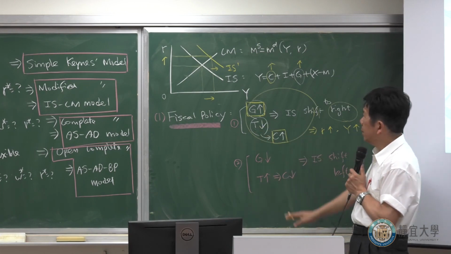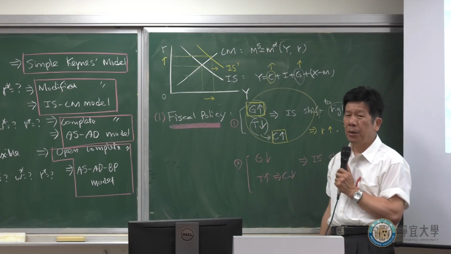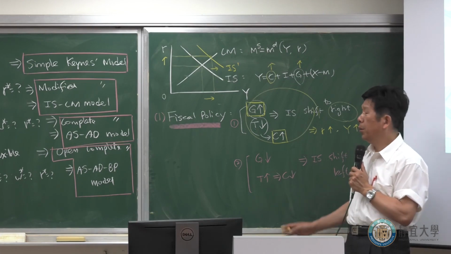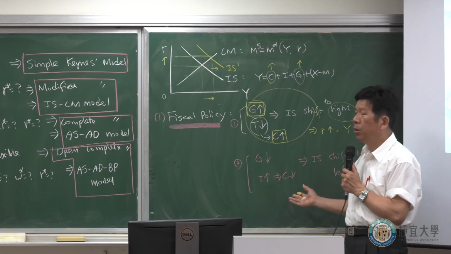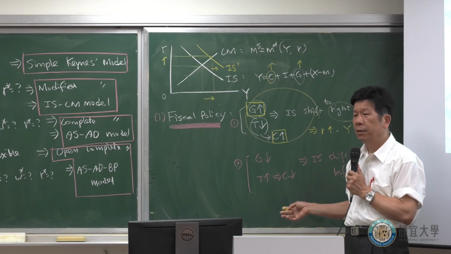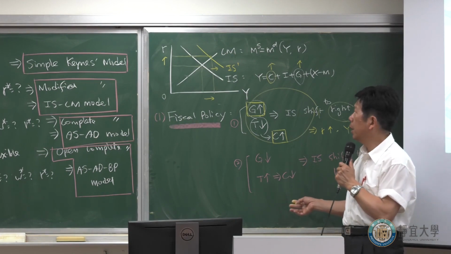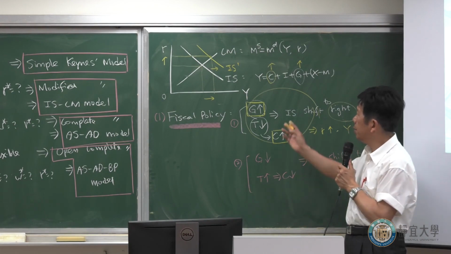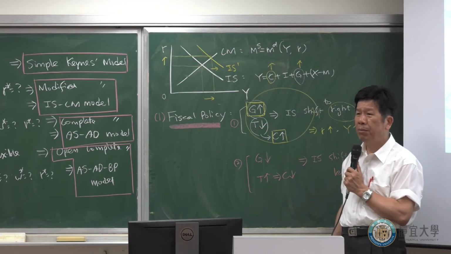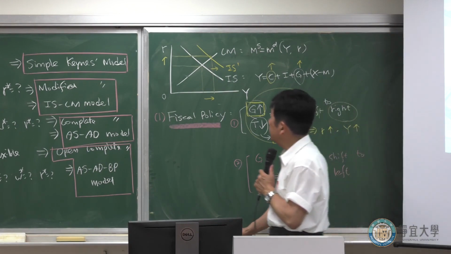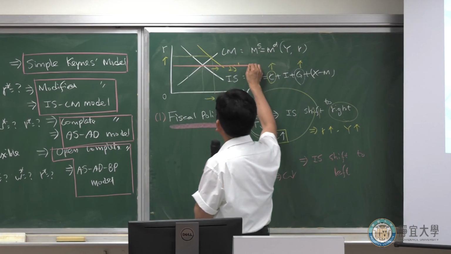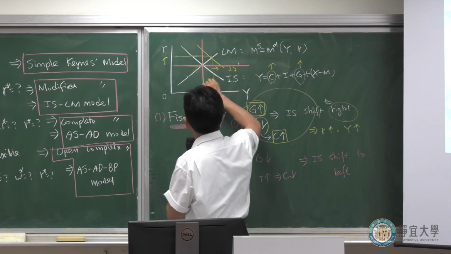But after that, maybe we also try to consider which situation is more effective. Maybe this depends on the LM curve. So for example, if the LM curve is like this situation, or the LM curve is like this situation.